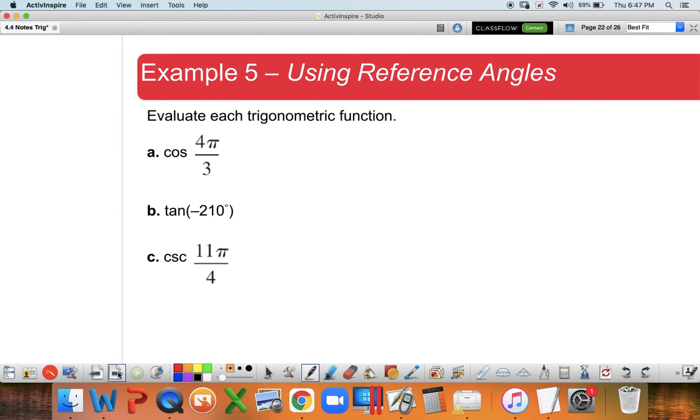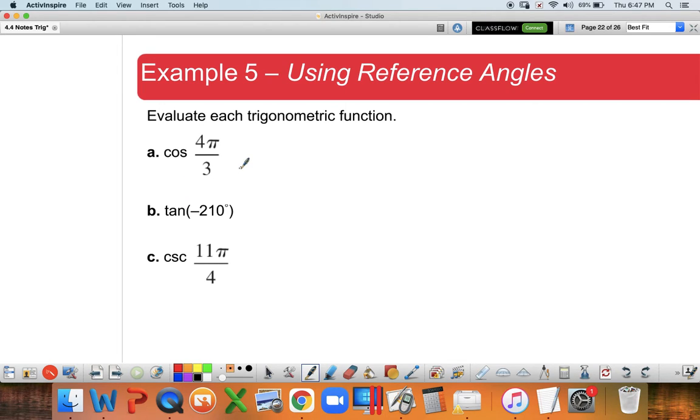So we're going to go through 3 examples here where we're going to use reference angles. Like I said, if you do not like this approach, it is okay. A big thing about being a math teacher is that everybody thinks I'm going to make students do it one way. That's not the case. I want you to pick a way that makes the most sense to you. Honestly, if somebody asked me what the cosine of 4 pi over 3 is, I would just look at my unit circle and tell them. But let's do it using reference angles.